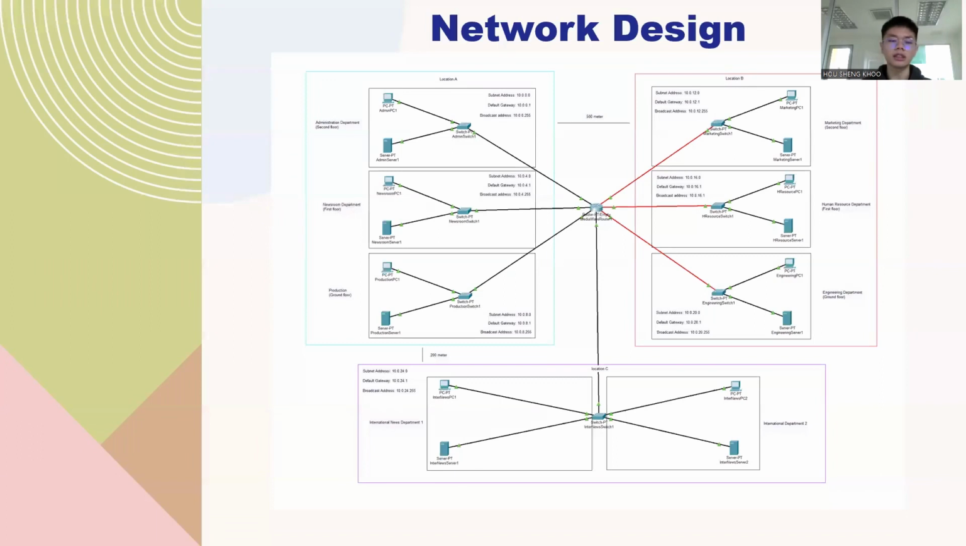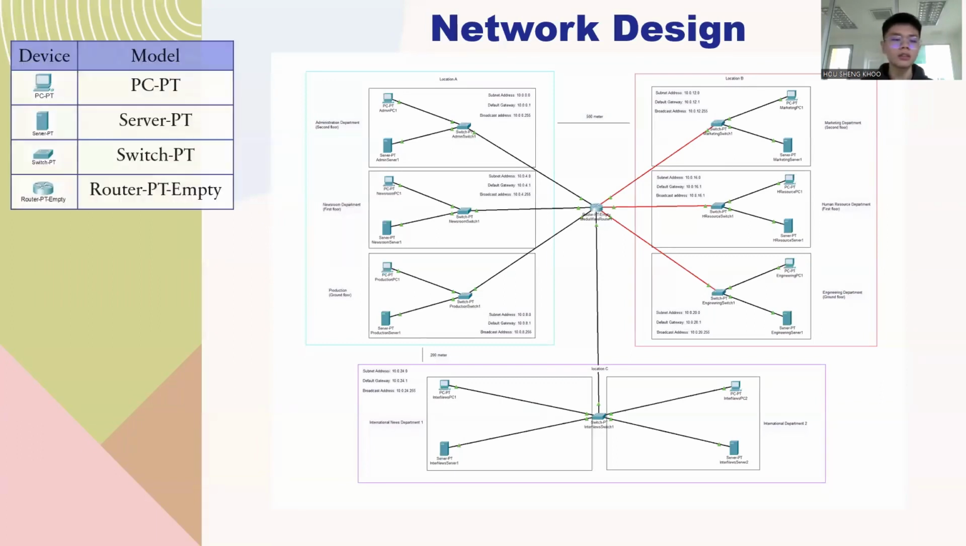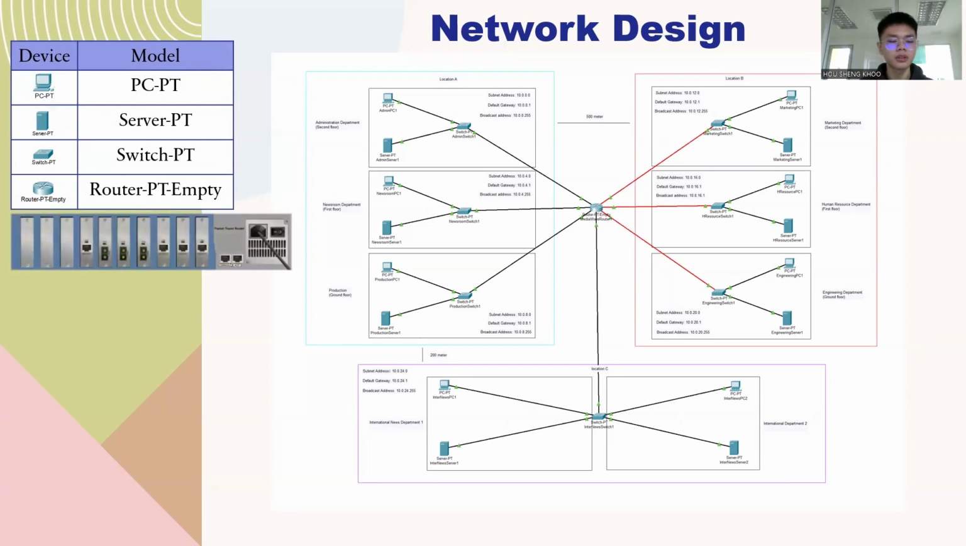This is our network design. In our network design, we are using four types of device, which are PC-PT, Server-PT, Switch-PT, and Router-PT. In the router, we are using 4 gigabit Ethernet and 3 fast Ethernet.